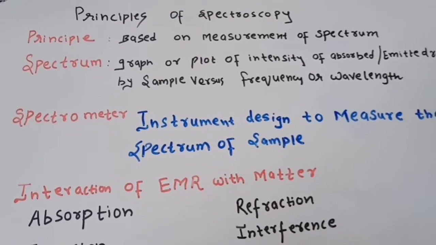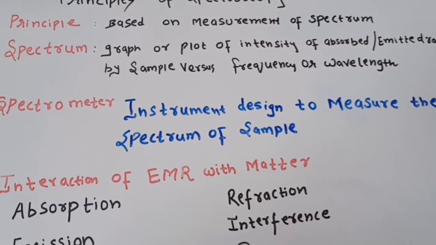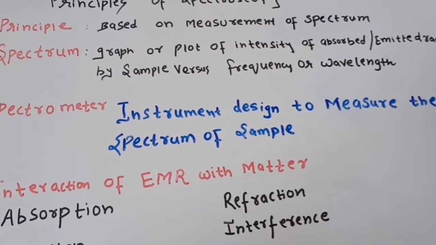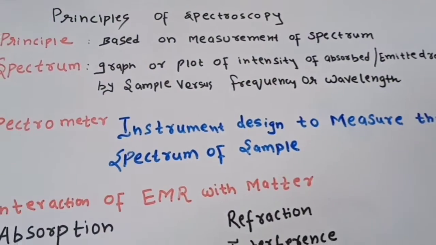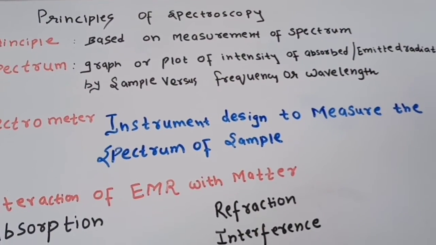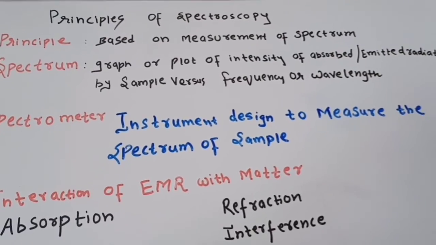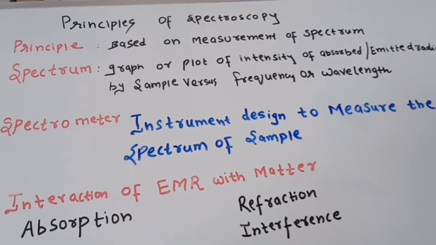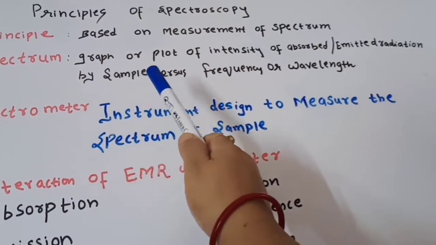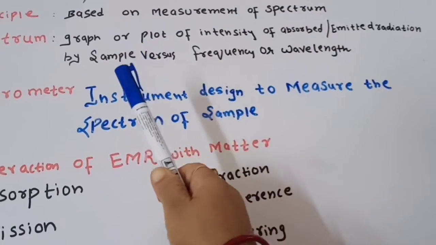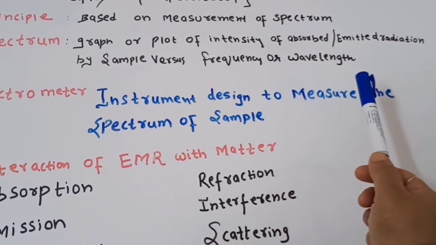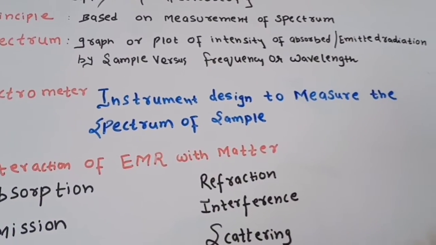Now let us talk about the principles of spectroscopy. The most important principle is based upon the measurement of the spectrum. In spectroscopy, what is the most important thing? We measure the spectrum of a sample. Then what is a spectrum? It is a graph or a plot of the intensity of absorbed or emitted radiation by the sample versus the frequency or the wavelength. Between which quantities will we plot the graph?